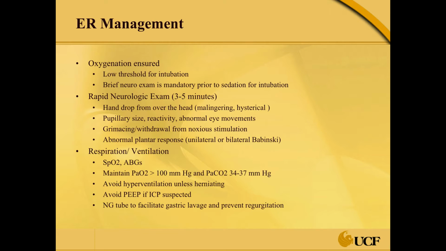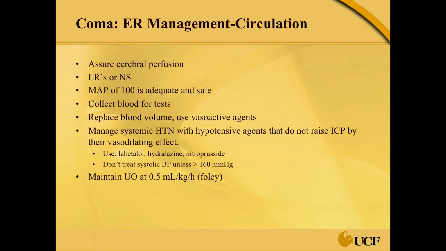An NG tube to facilitate gastric lavage and prevent regurgitation would be important as well. Assure cerebral perfusion in these folks. How are we going to do that? We're going to maintain an adequate blood pressure. We're going to use lactated ringers or normal saline. Remember that we've learned that lactated ringers is oftentimes considered the ideal replacement fluid, particularly if we're going to give large boluses, because it will avoid the hyperchloremic acidosis that you can get with saline. Keeping a MAP of 100 is considered adequate and safe for these folks.